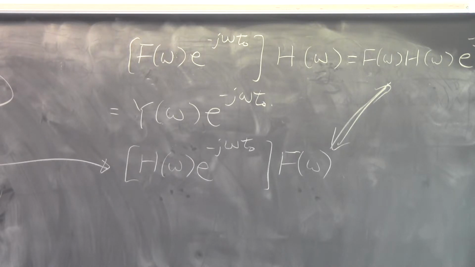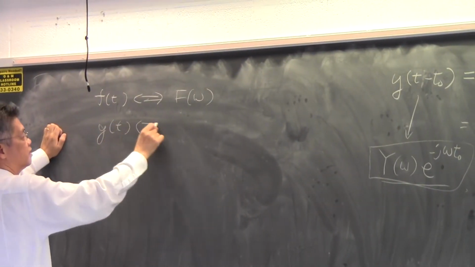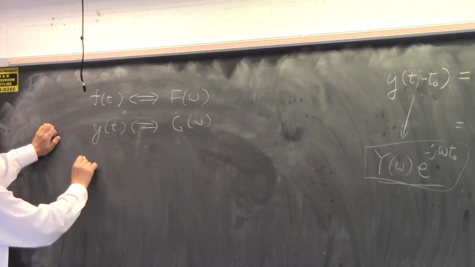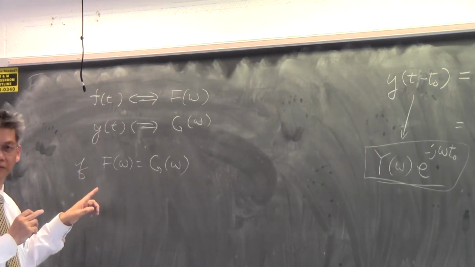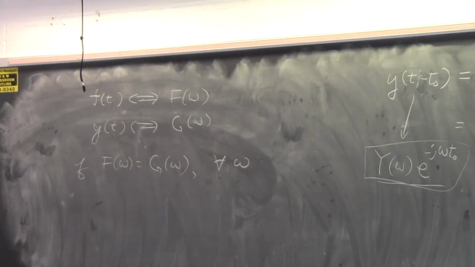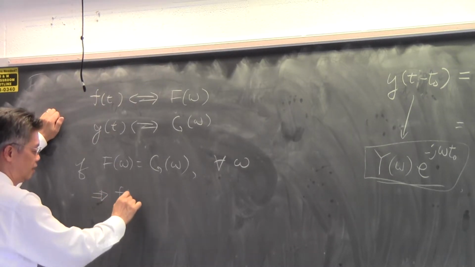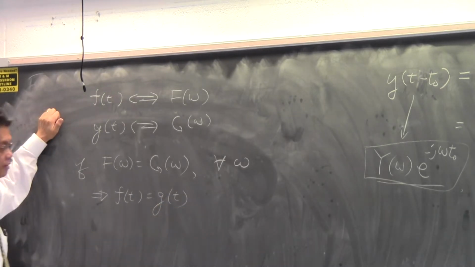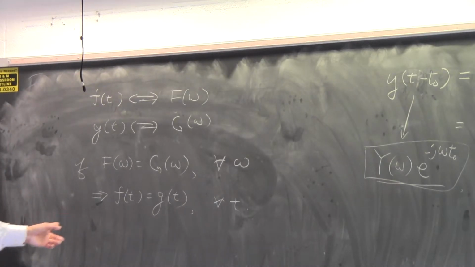Aditya's question is, if f of t Fourier transforms to F of omega, and g of t Fourier transforms to G of omega, and F of omega equals G of omega, you have to augment this with a qualifier: for all omega, on the real axis. If this is true, this implies that f of t equals g of t for all time. You can prove this very easily by writing down the inverse Fourier transform and arguing that the two are the same.